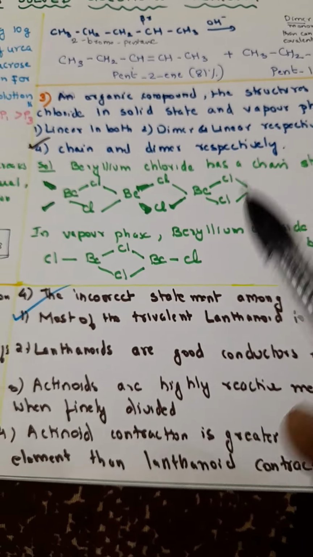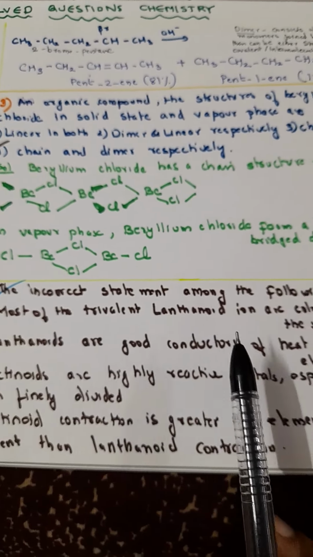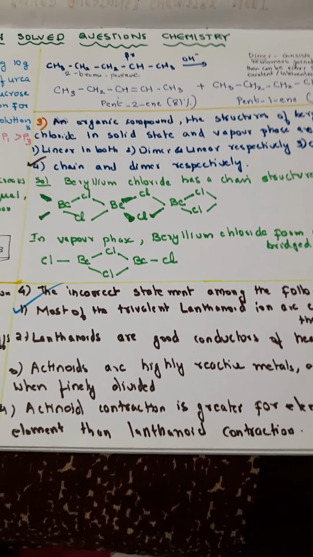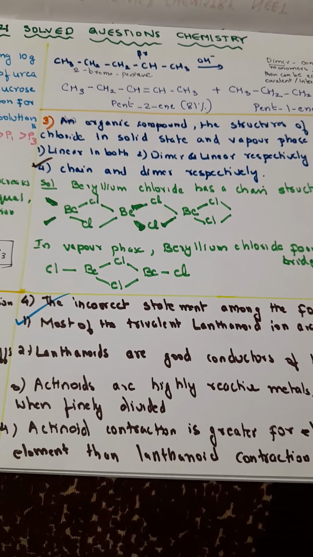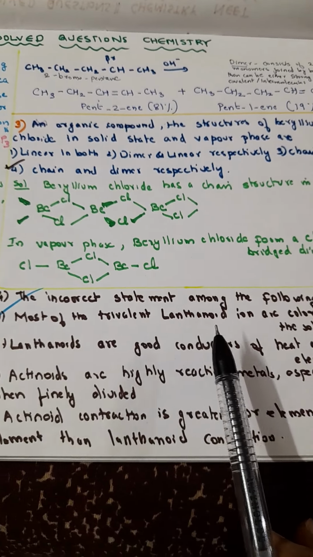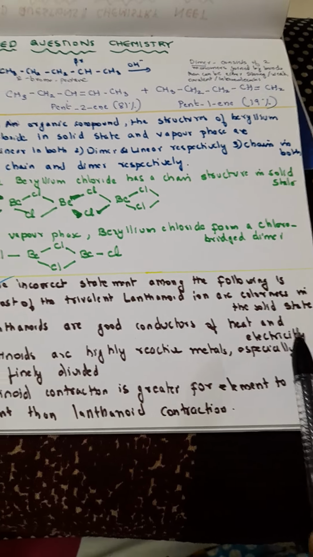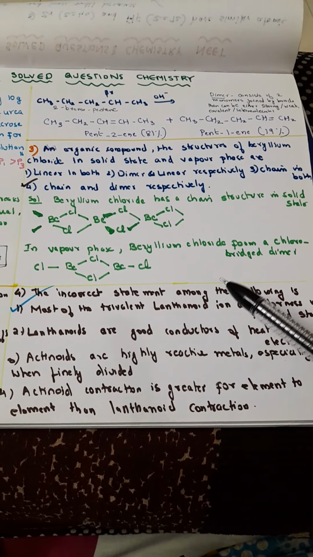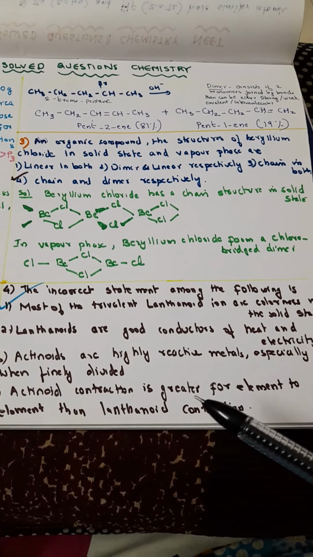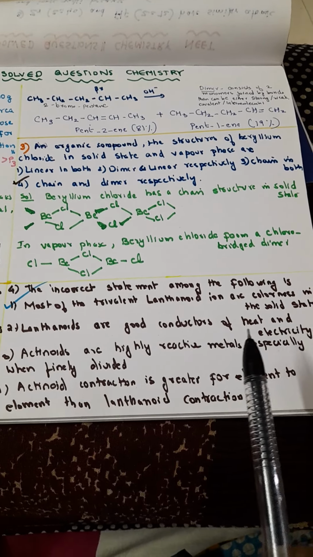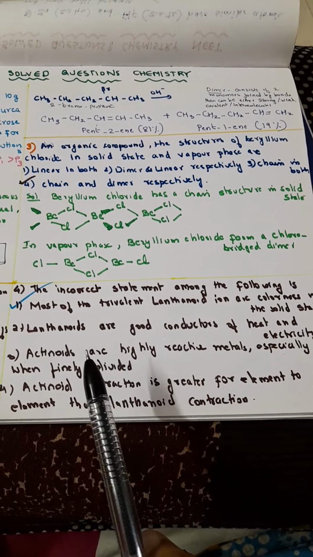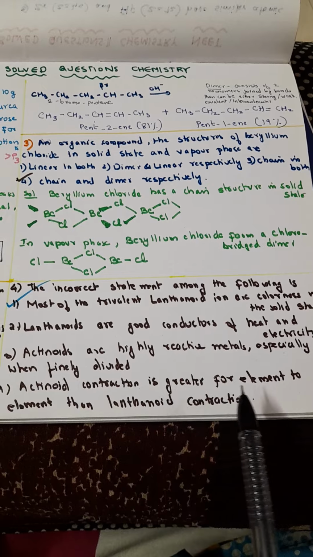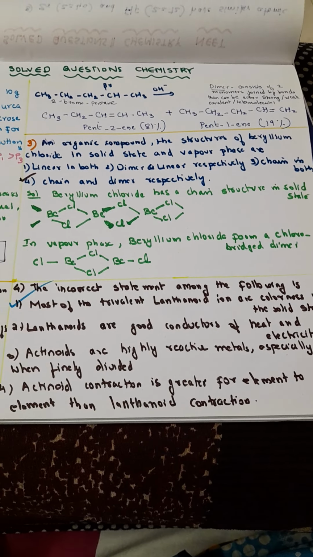Okay, next question. The incorrect statement among the following is, they have given you 4 statements and you have to find out the incorrect statement. First is, most of the trivalent lanthanoid ions are colorless in solid state, and they are talking about the lanthanoids. So only if you know the properties of lanthanoids, you will be able to answer this question. Then second one, lanthanoids are good conductors of heat and electricity. Then actinoids are highly reactive metals, especially when finely divided. The actinoid contraction is greater from element to element than lanthanoid contraction.